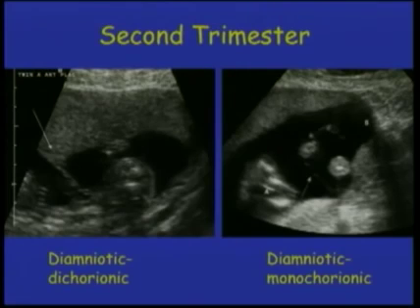On the left, we see a twin peak and a diamniotic dichorionic placenta, and on the right, we see a very thin wispy membrane floating adjacent to the limbs of this fetus, and we see no twin peak. This is a diamniotic monochorionic twin.